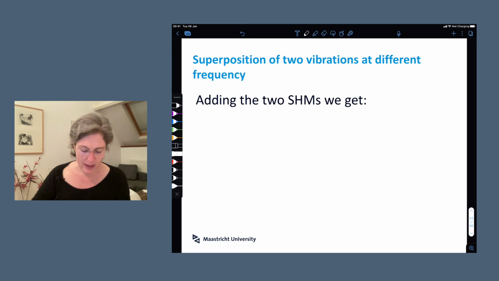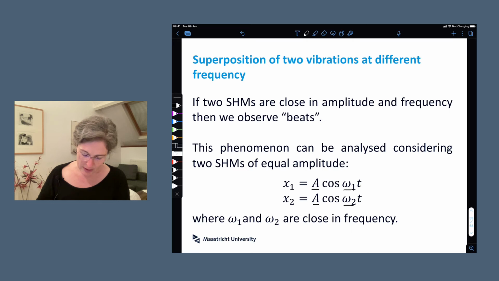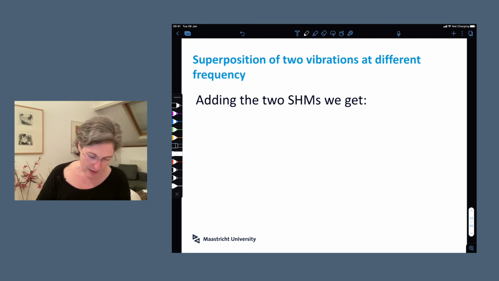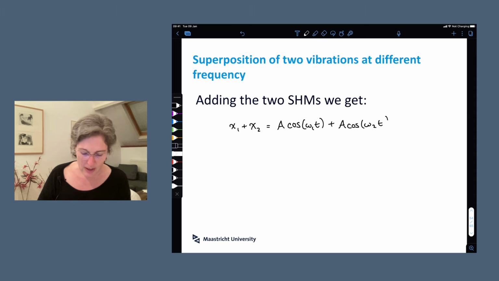So if we add our two simple harmonic motions, remember we're using the cosine form here, then we're going to get x1 plus x2 is equal to a cos omega 1 t plus a cos of omega 2 t.